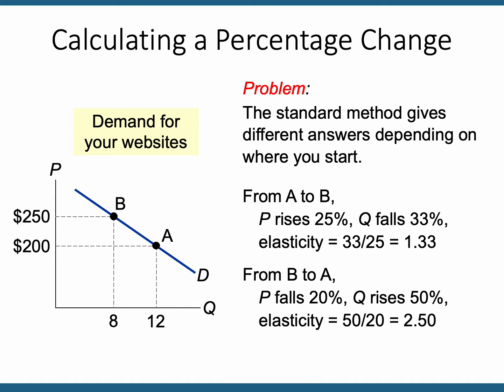This is explaining what I just talked you through. When you go from point A to point B, it's a different percent change in price and in quantity than if you go from B to A. We would like for the percent changes to be the same regarding price elasticity.